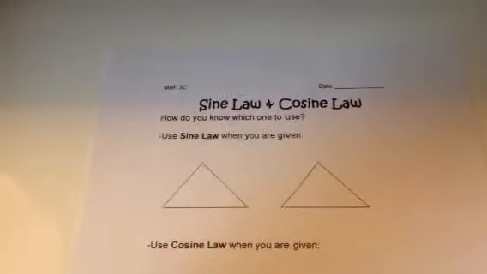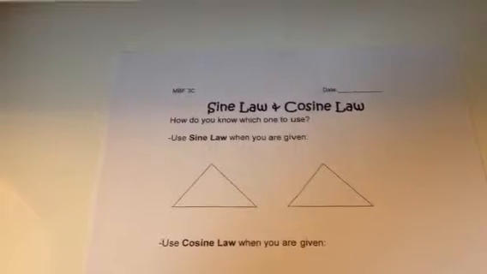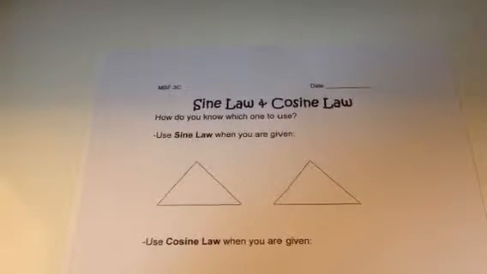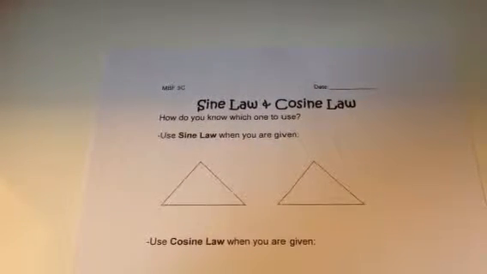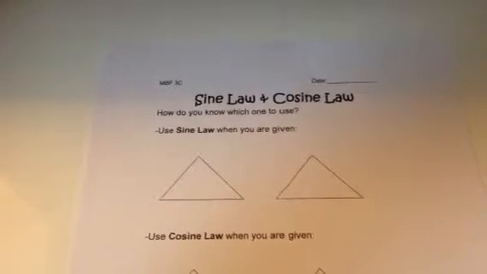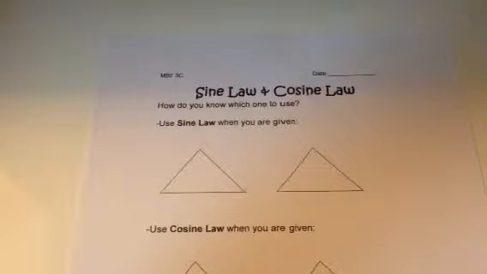Okay, so this is 6.5, making decisions using trigonometry. So in our questions, and especially on the test, I won't tell you which formula to use. I won't tell you if it's sine law or cosine law, or you should use SOHCAHTOA or Pythagorean theorem. So it's important that you know when to use each one.